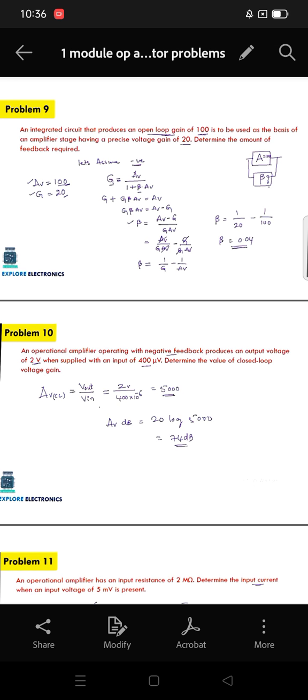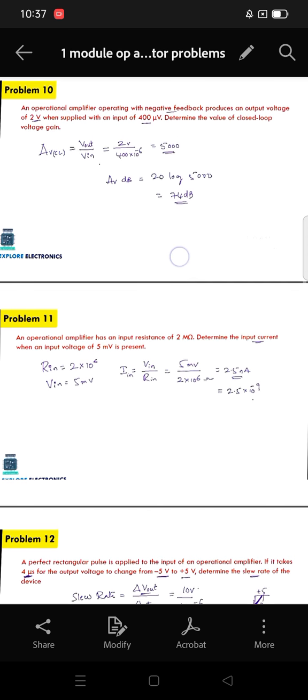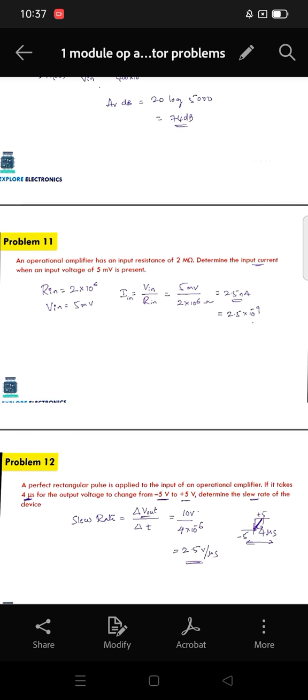Gain is always expressed in dB. Therefore AV in dB equals 20 log of 5000. You have to find this in your calculator, then you will get 74 dB. Okay. This is the gain of the closed loop. Next, go for the next question.